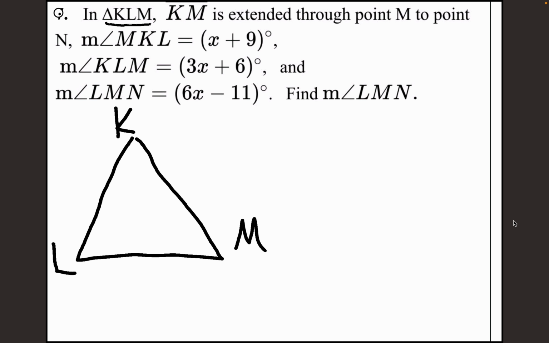Okay, draw your triangle like that. Now, let's look at the next part. It says KM is extended through point M to point N. Do we have a point N right now? No. So we need to make our point N. So it says KM. Identify what side is your KM. Mine is this line right here. What it says is KM extends through point M to point N. Now, what kind of angle did I just make?